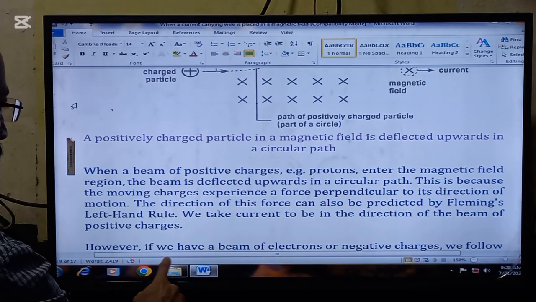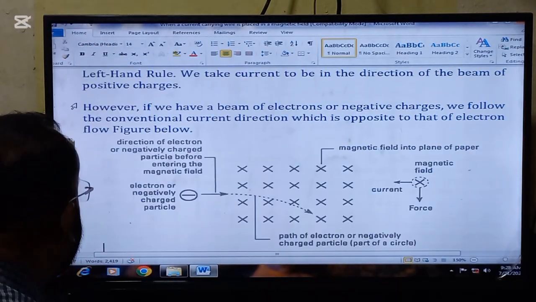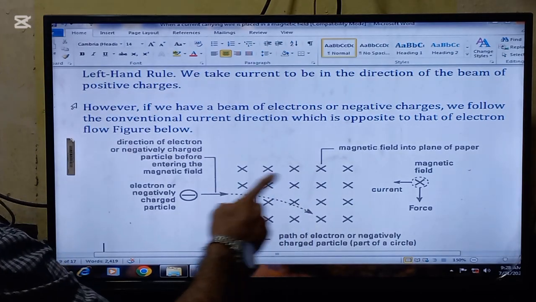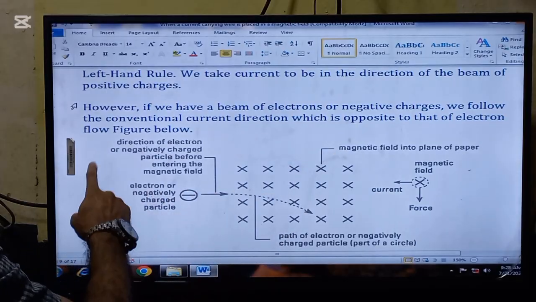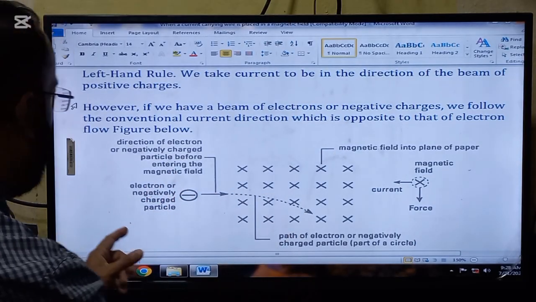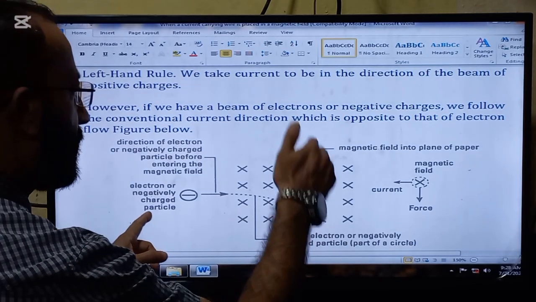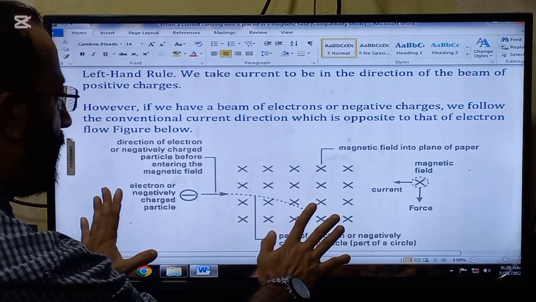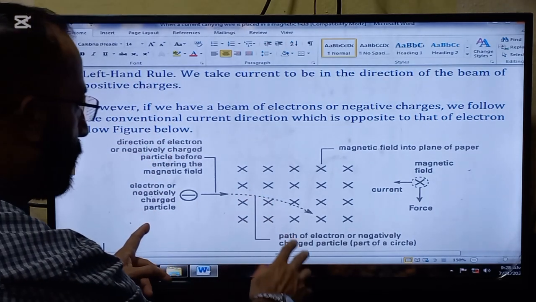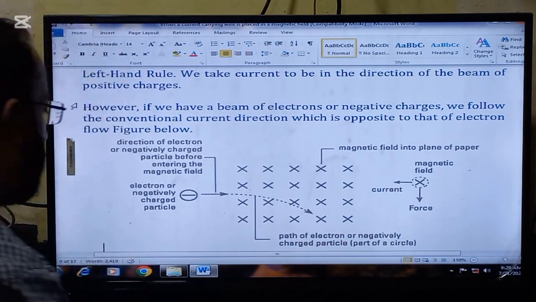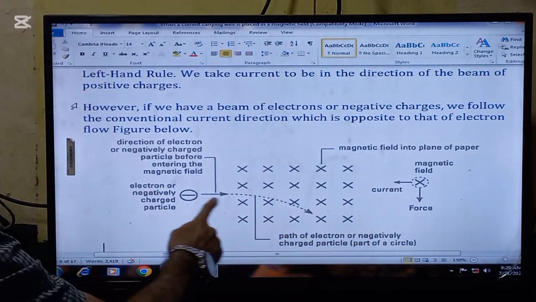However, if we have a beam of electrons or negatively charged particles, we follow the conventional current direction, which is opposite to that of the electron flow, as in the figure below. Here is the electron, or negatively charged particle. The magnetic field is into the paper. The remaining conditions are the same; only we have changed the positive charge to a negative charge. Now the direction of the force will be downward, because we have to take the direction of the current opposite to the flow of the electrons.